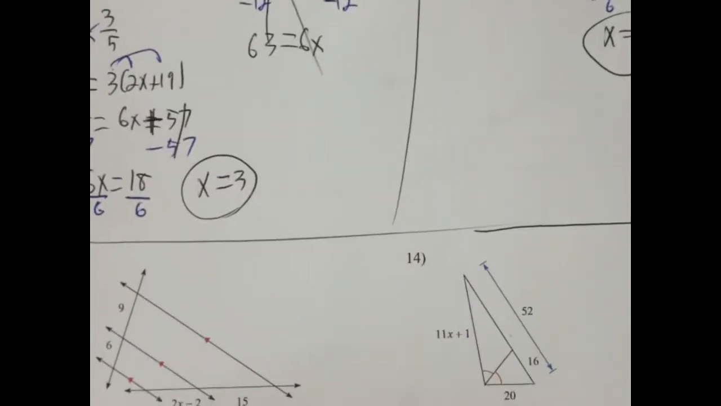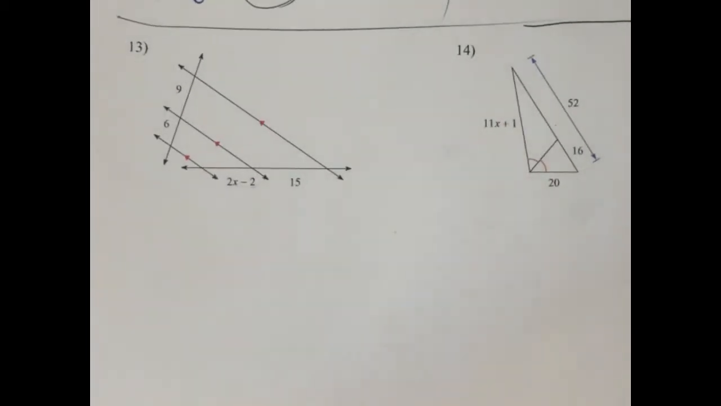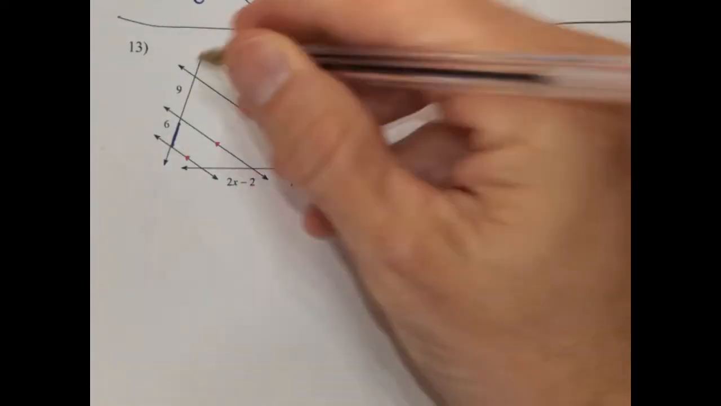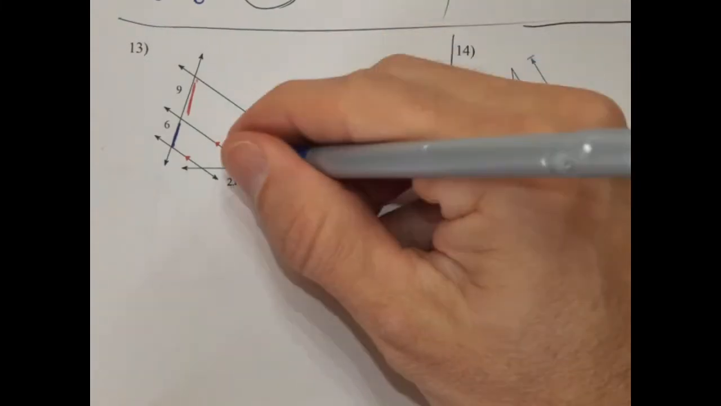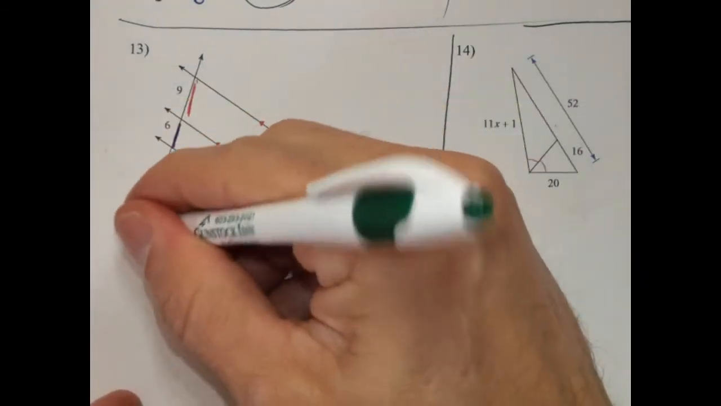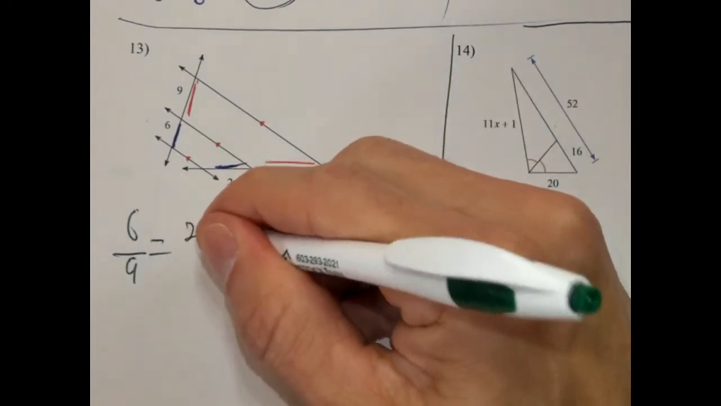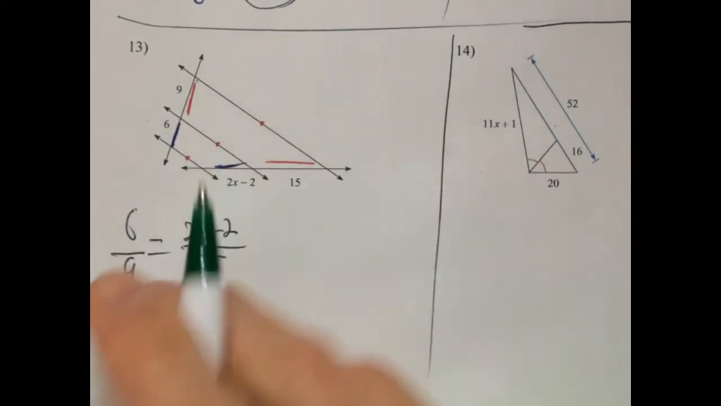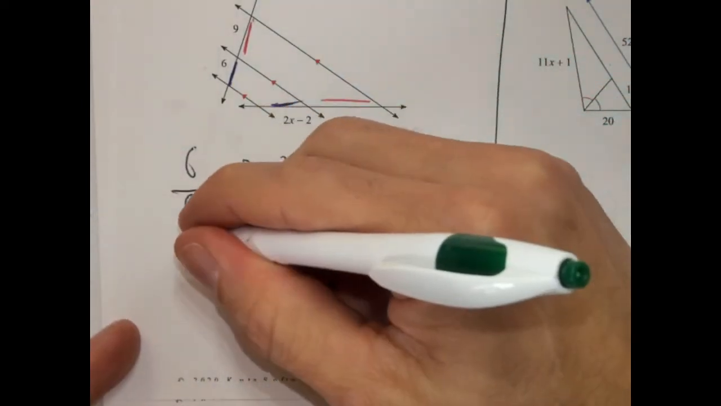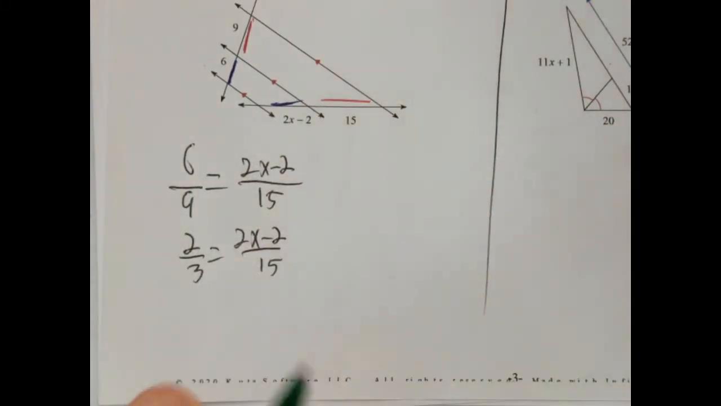Let's go down to these two here. Oops, let's move this a little bit. There we go. Okay. So blue over red is equal to blue over red. All right, so we're going to go with 6 over 9 is equal to 2x minus 2 over 15. I want to simplify that to 2/3 because they're both divisible by, sorry, by 3 rather. So it'll be 2/3 equals 2x minus 2 over 15. And we're going to cross multiply here.